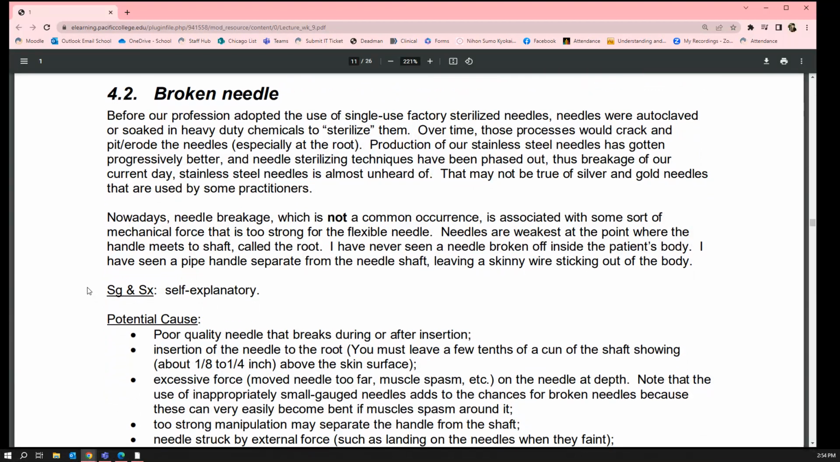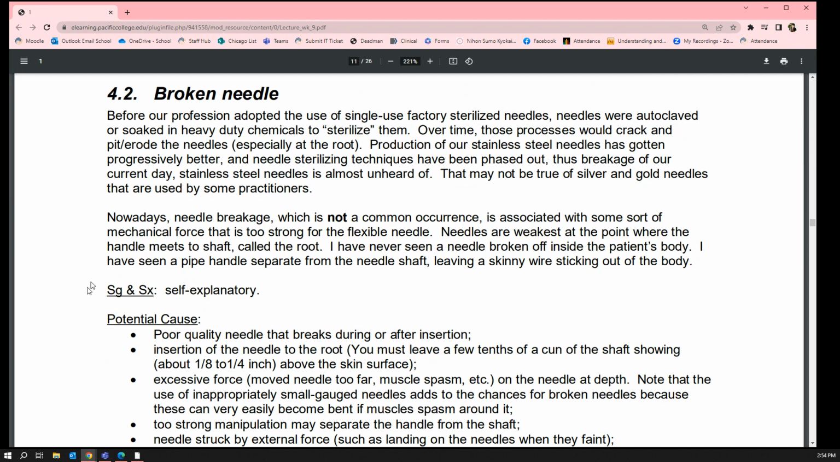All right, next up is a broken needle. This is one we hope we never have happen. Nowadays, needle breakage is not a common occurrence because we have these single-use needles. They are not being autoclaved over and over again, so they're not being broken down over time. Unless they're factory defects, this should not be a problem if you properly take care of your needles before you use them. So how do you know if you have a broken needle?